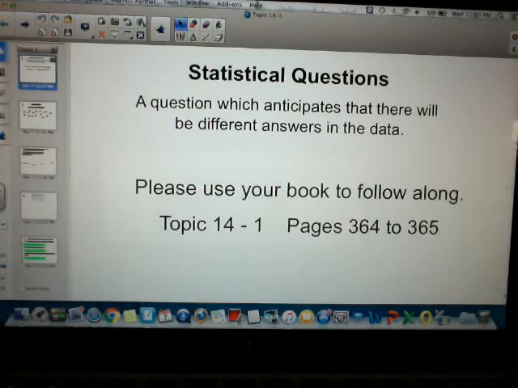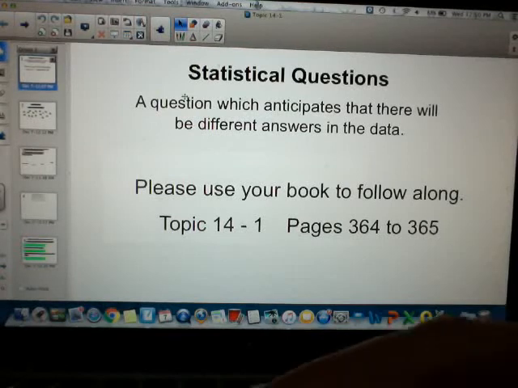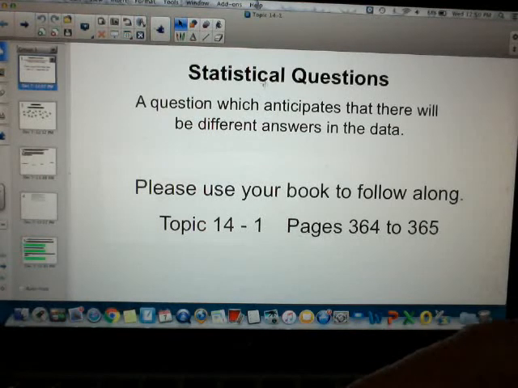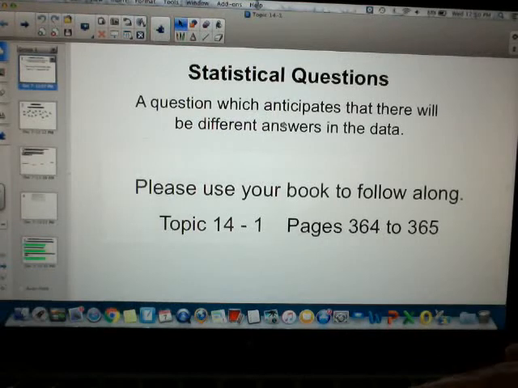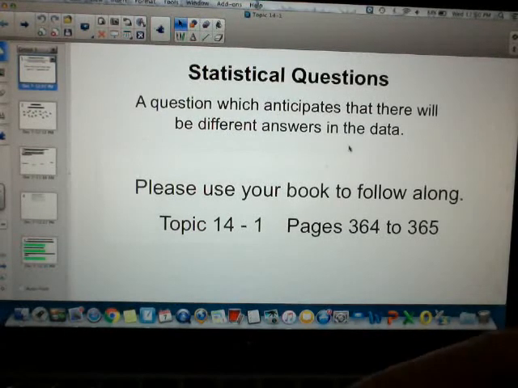Okay, kids, what we're going to do today is talk about statistical questions. A statistical question is a question which anticipates that there will be different answers in the data.